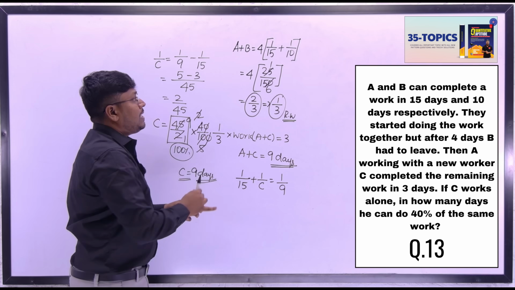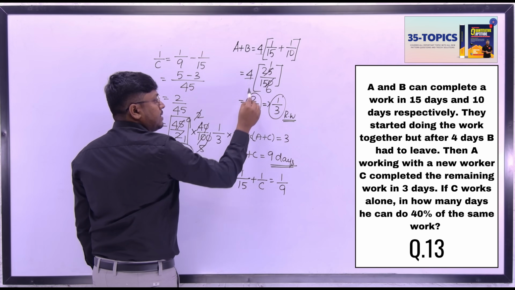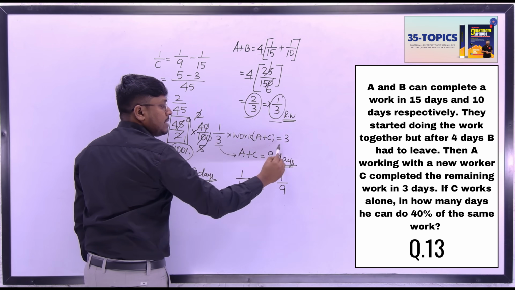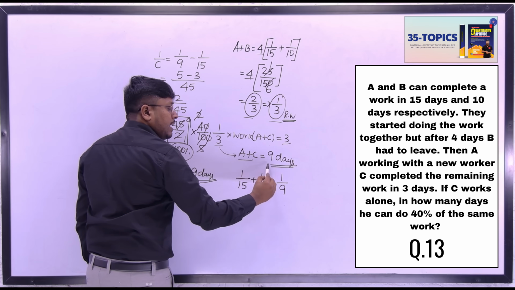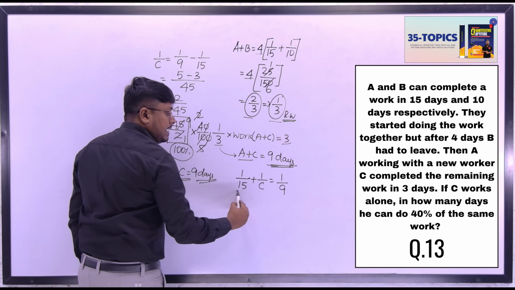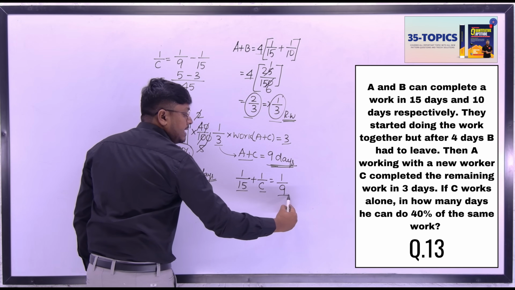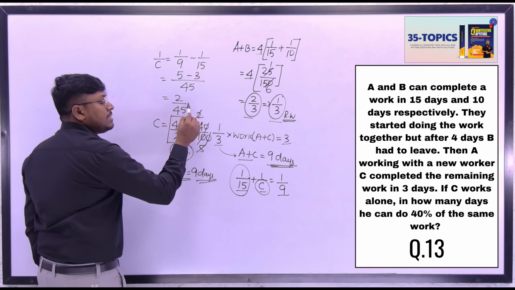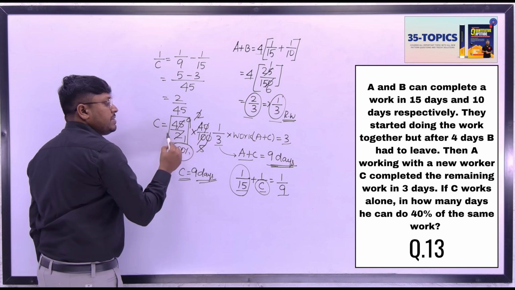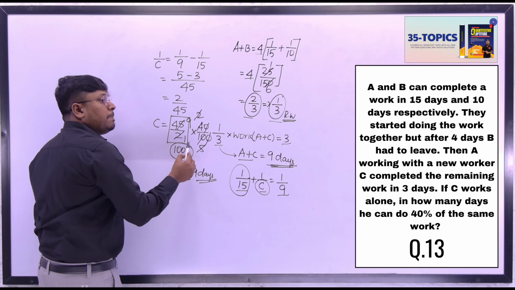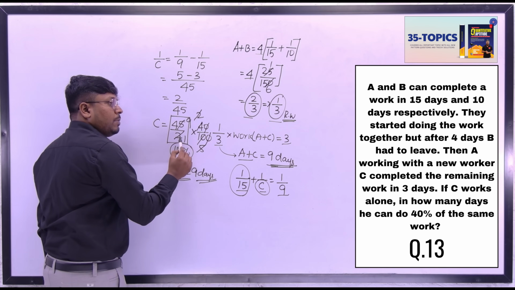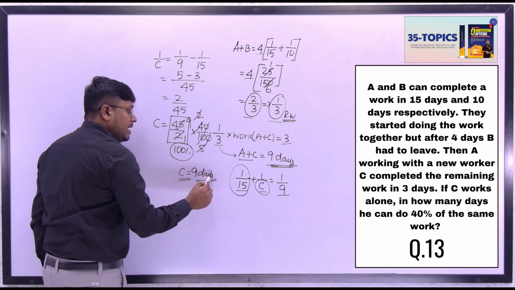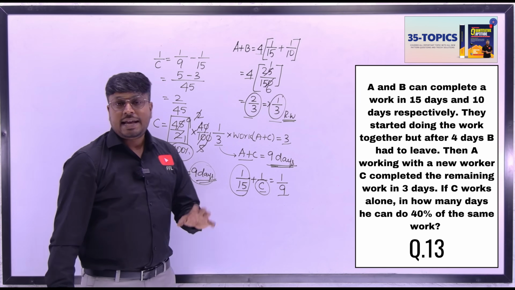That's it. So A and B working for 4 days, 4-day work, remaining work. This remaining work was done by the 2 persons in 3 days. So 2 persons together can complete a piece of work in 9 days, A and C completing in 9 days. We know A alone is 1 by 15. By using this, we found what is C. So C alone can complete a piece of work in 45 by 2 days. But our target is to find, from the total work, he has to do only 40%. So into 40 by 100. Once you cancel it, we found the answer as 9 days.